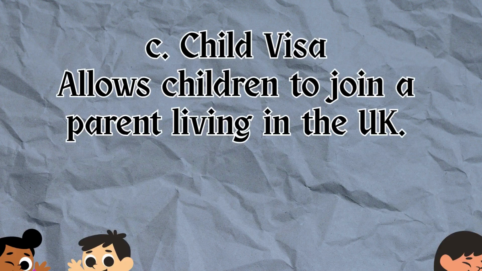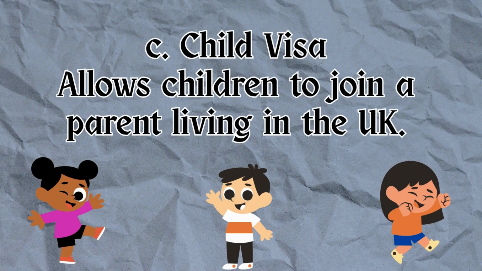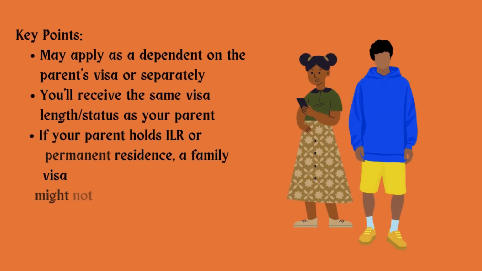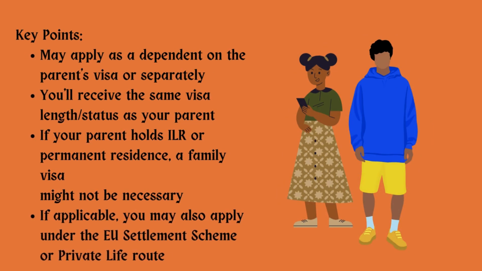C. Child visa. It allows children to join a parent living in the UK. Key points: you may apply as a dependent on the parent's visa or separately. You'll receive the same visa length and status as your parent. If your parent holds ILR or permanent residence, a family visa might not be necessary.